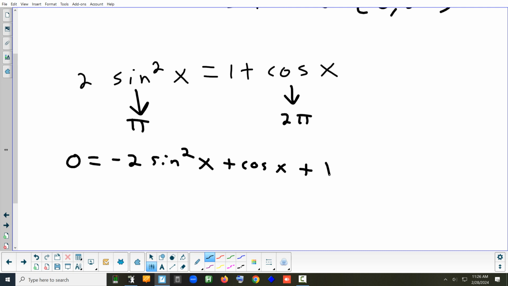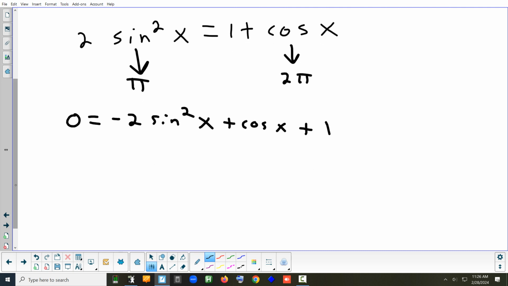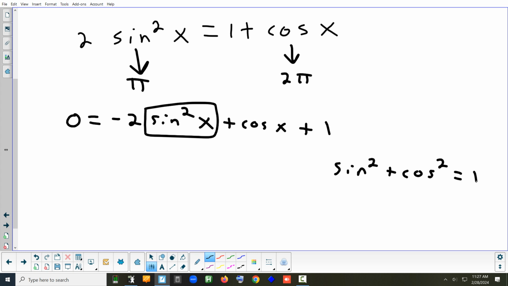Any question on, maybe not why I put it on the right side, but how? Okay, now you're going to see why. We have 2 different trig functions there. Which one did I say to always substitute for? Yep, substitute for the one that's squared. What is sine squared equal to? Yep, 1 minus cosine squared.